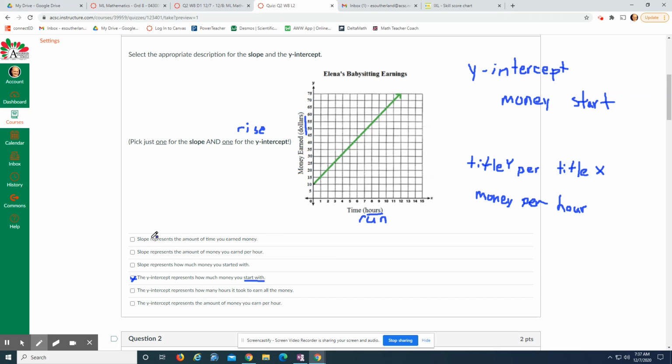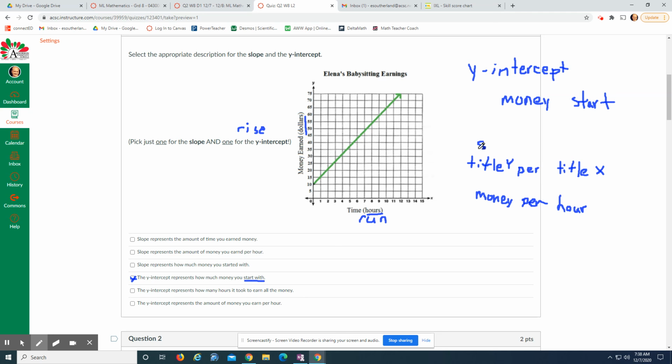And so then when you look at it, slope represents the amount of time you earn per money. No, because that would mean that the Y was time. Slope represents the amount of money you earn per hour. If you look, money earned per hour.